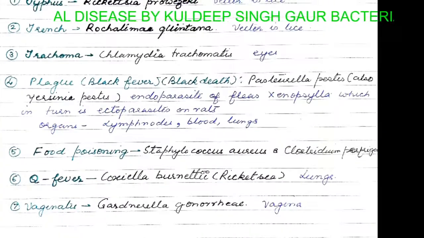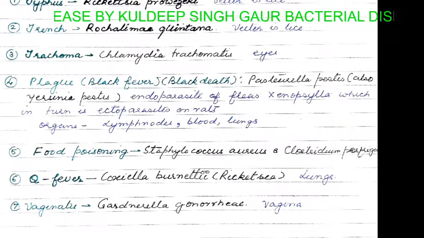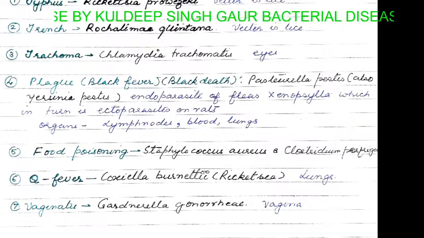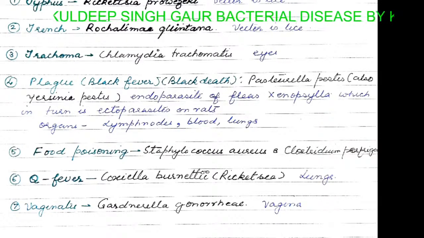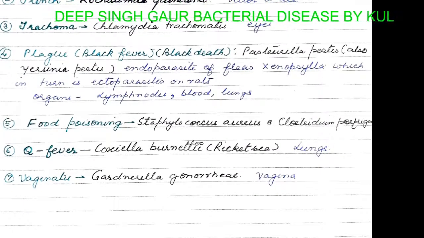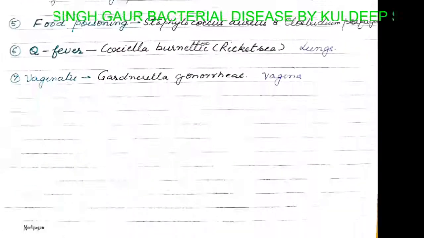Food poisoning is also caused by Staphylococcus aureus and Clostridium perfringens. Q fever is caused by Coxiella burnetii, a rickettsia. It is a disease of the lungs. Vaginitis, by Gardnerella, is a disease of the vagina in females.